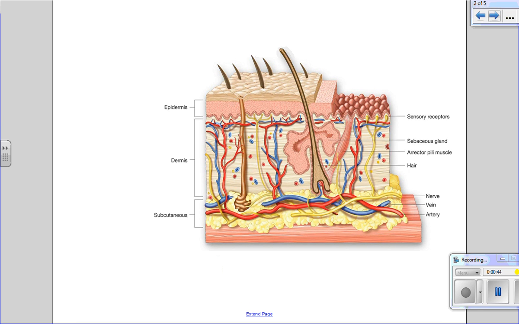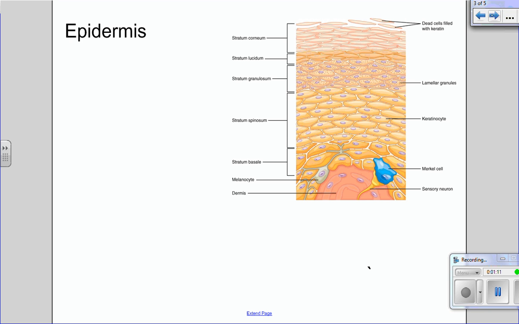Alright, so here is our detailed diagram of the structure of skin, and if you wish to have this in a bit more detail, Google images skin structure, biology forums. This comes from biologyforums.com. Now we're going to skip over this and come back to that when we're talking about the dermis. But right now we're going to start with the epidermis.